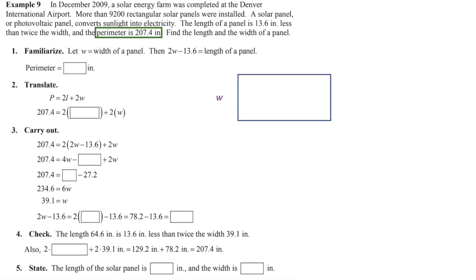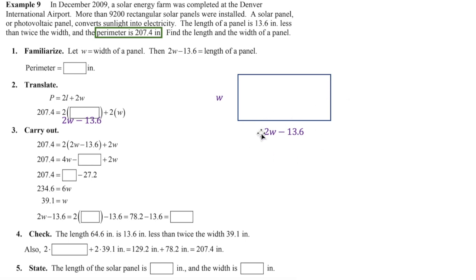So I'm going to set up a rectangle. We don't know anything about the width, but we do know that our length is in terms of width. We know that our length is 13.6 inches less than 2 times however wide our width is. We also know that the distance all the way around our rectangle is 207.4 inches. I also know that the perimeter formula is 2 times length plus 2 times W.